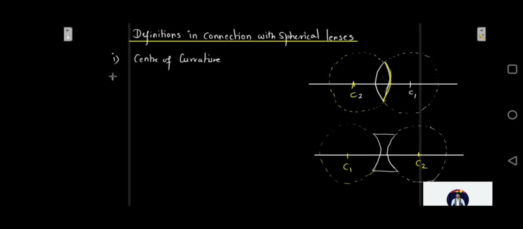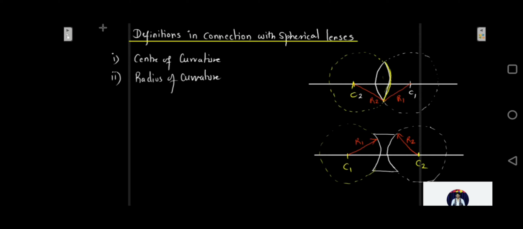The second definition which we need to know over here is radius of curvature. The radius of curvature of the surface of the lens is the radius of the sphere of which the surface forms a part. So if I join this line over here, or this line over here, these are radii. Again, if I join this line, or this line, these are all radii. So this becomes the radius of curvature. This is going to be R1, from here to here, and this is going to be R2, again two radii of curvature.